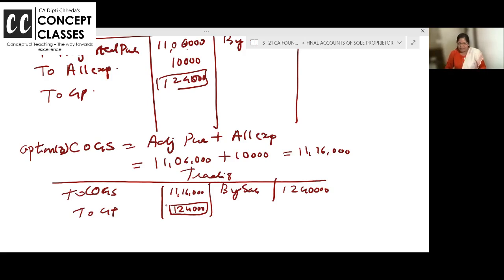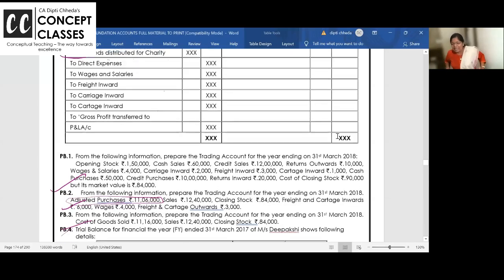So this is how we are going to do the trading account. Let's prepare one nice trading account from your material. So now we are clear. See here, they have given you adjusted purchases ready. Even if they don't give it, do you know now what is adjusted purchase? Look at the screen and tell me. Opening plus purchase minus closing. Achha, do you know what is cost of goods sold? All the core cost related to your business, right?